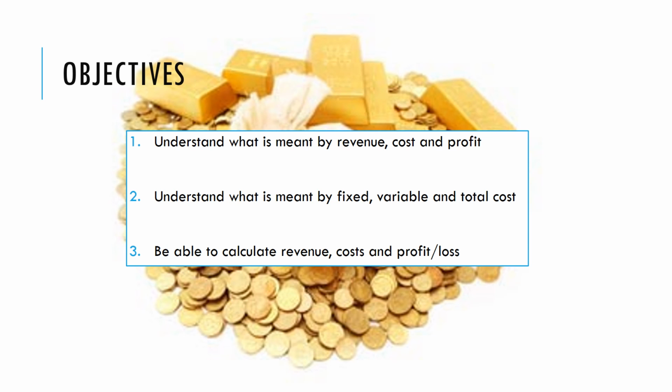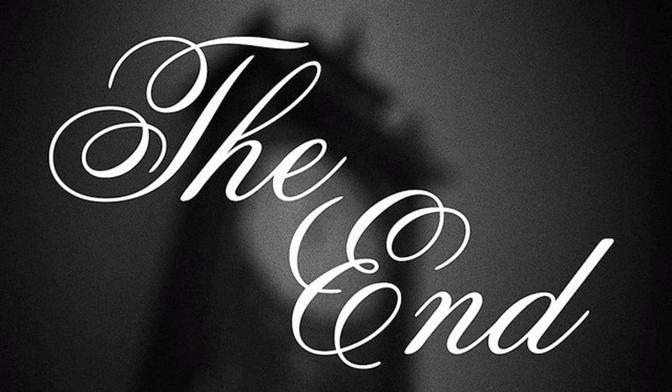So there we go. That's what we've looked at today. Revenue, cost and profit. 3 different types of cost: fixed, variable and total. And fingers crossed, we should now be able to have a go at calculating revenue, costs and determining whether a business has made a profit or loss. That's it. That's the end.